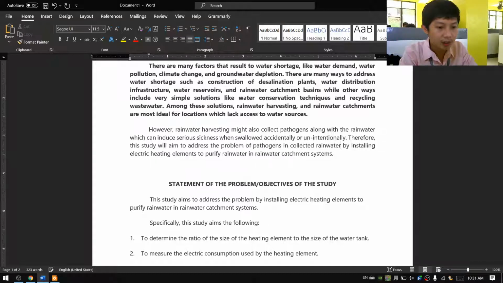rainwater by installing electric heating elements to not purify, not really purify. You don't make it purify. Purification entails distillation. So when you heat, it's not purify, it's sterilize. Installing electric heating elements to sterilize the rainwater, making it safe for use.